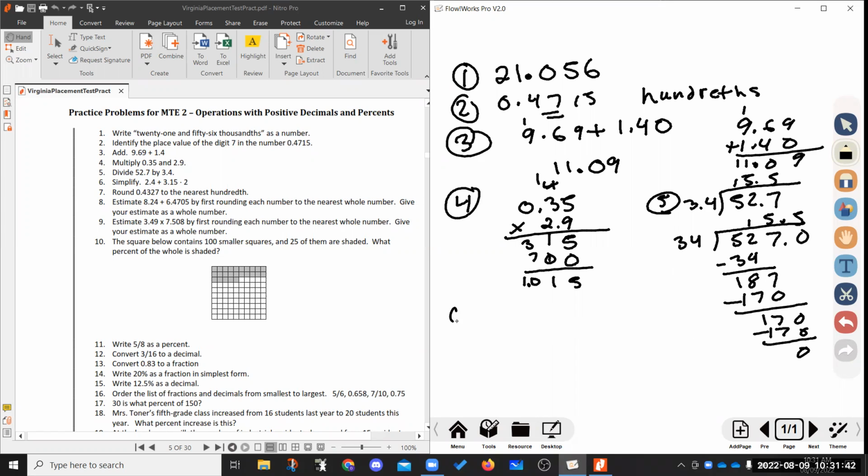Now we're going to simplify 2 and 4/10 plus 3 and 15 hundredths times 2. That's a multiplication dot. Multiplication comes before addition. So this is going to be, which is the same thing as that. I don't need that trailing 0.